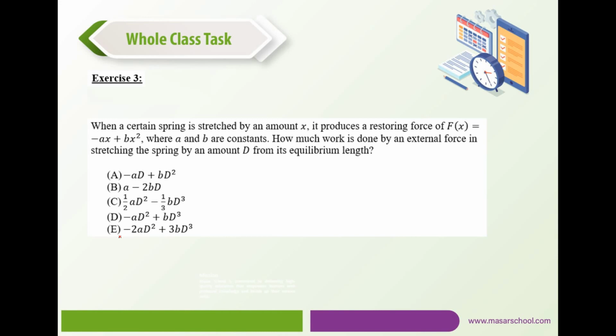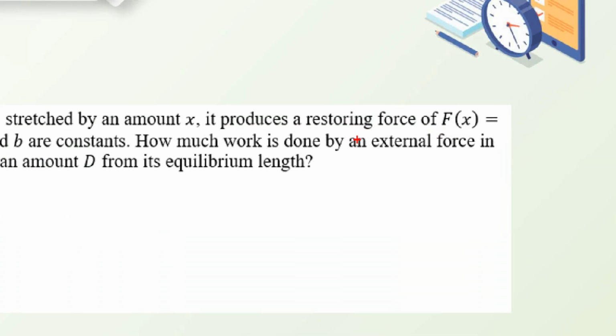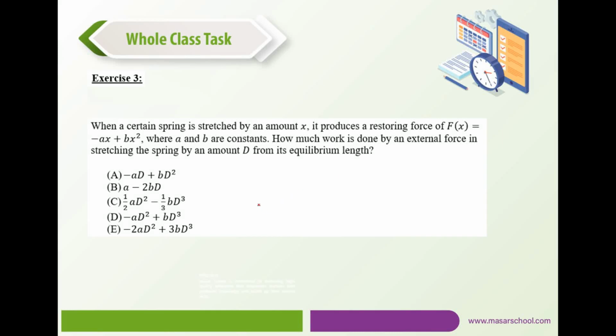Now exercise 3, when a certain spring is stretched by an amount x, it produces a restoring force given by F = −ax + bx². Now here notice that this force is represented in the form of the restoring force. Now how much work is done by an external force in stretching the spring by an amount d from its equilibrium position? They're asking us for the amount of work done by the external force, which is opposite to the work done by the spring itself. However, we can determine the work done by the spring, and the work done by the external force would just differ by a minus sign.